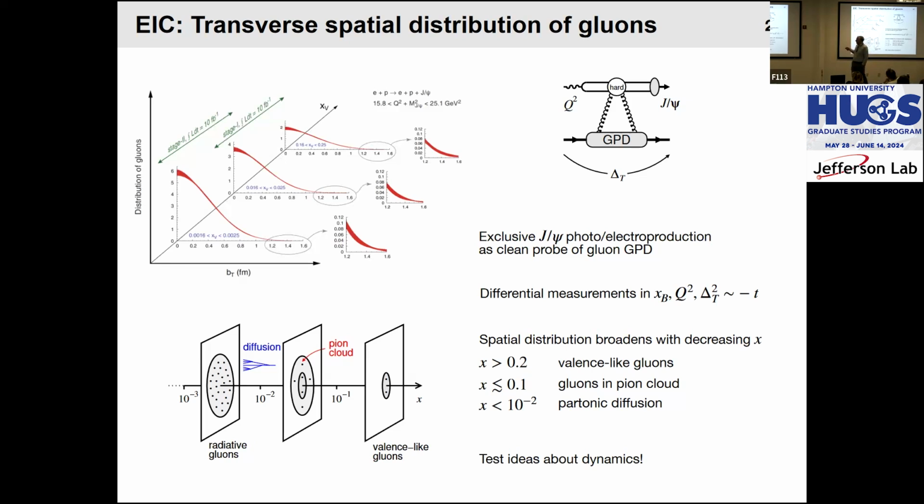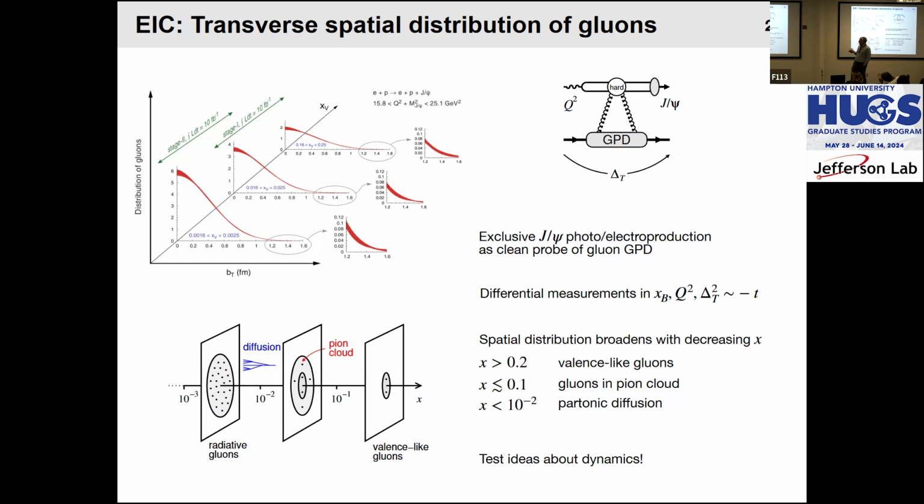But as you can see, by doing the Fourier transform, we can really extract the transverse spatial distributions of gluons in the nucleon. And this is connected in a very interesting way with the dynamics in the system, because we see that the transverse spatial distribution is actually expected to grow as we go down in x. And this can be connected with several dynamical mechanisms.